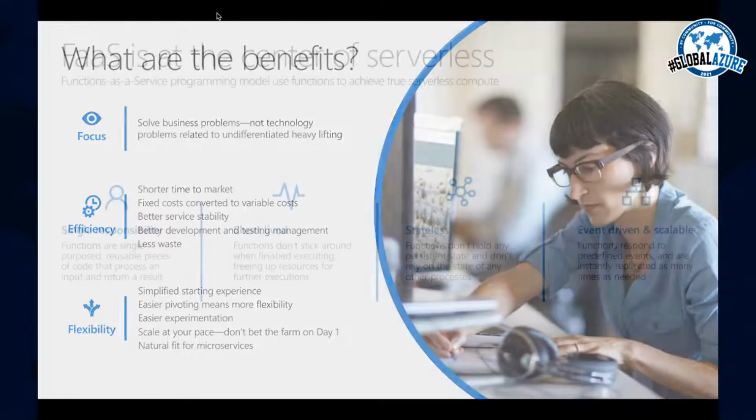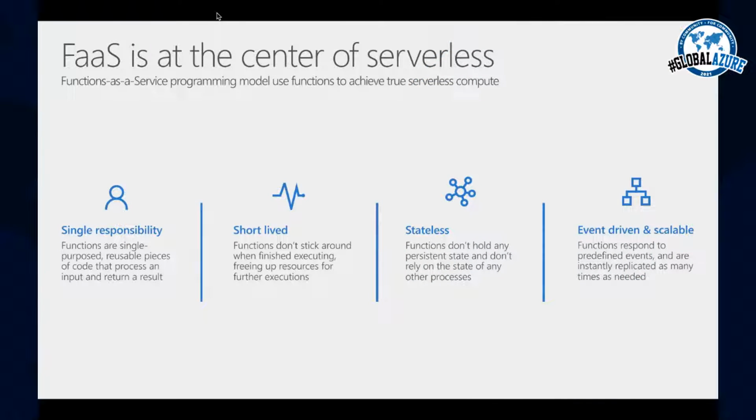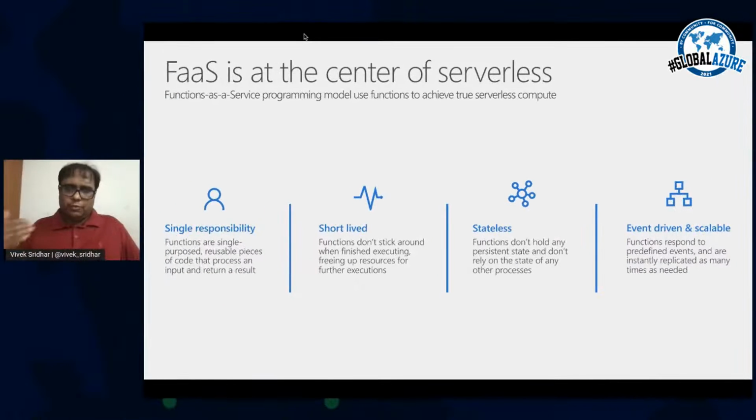And let's see what the functions as a service programming model is as well. There are four different ways you can put this into perspective. One is that it should be a single responsibility. That means the code you're writing should do a single job, and you shouldn't include a couple of jobs in one single responsibility. It should have one single purpose, and it is short-lived, not something that keeps on running. You invoke it, it does its job, and it closes itself.